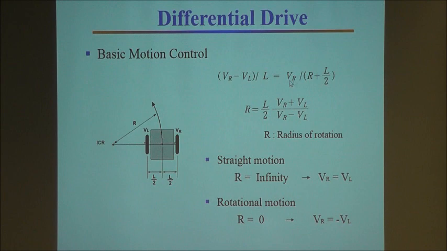And basic motion control, again, you have a straight motion where these two velocities are equal. If they are different, then you are moving to the left or to the right, and so forth. If you are rotating around, one is the negative of the other, and the robot is just turning in place.